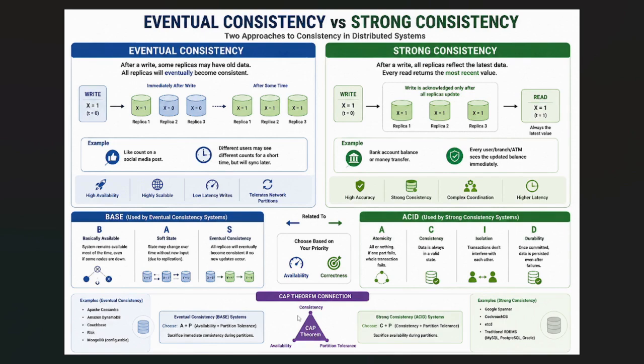Related to these is the CAP theorem. When we say strong consistency, in case of a network partition, you will always get CP, that is consistency and partition tolerance. And in case of eventual consistency, you won't get the C, you will only get availability and partition tolerance, that is AP. See how these are related.